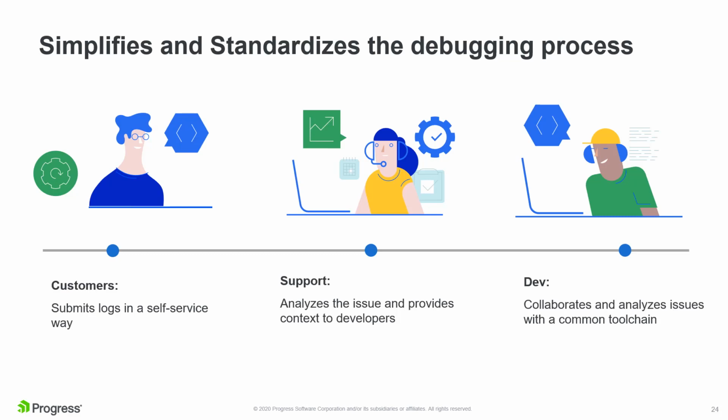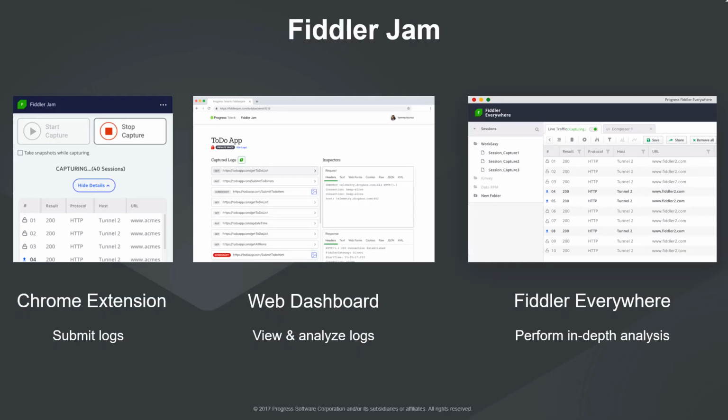So let's see what the different components in Fiddler Jam are. These are the three main components in Fiddler Jam. The first is the Chrome extension, which can be used to submit logs, and then the web dashboard that can be used to view and analyze the submitted logs. And finally, you can use Fiddler Everywhere to perform any in-depth analysis or testing.